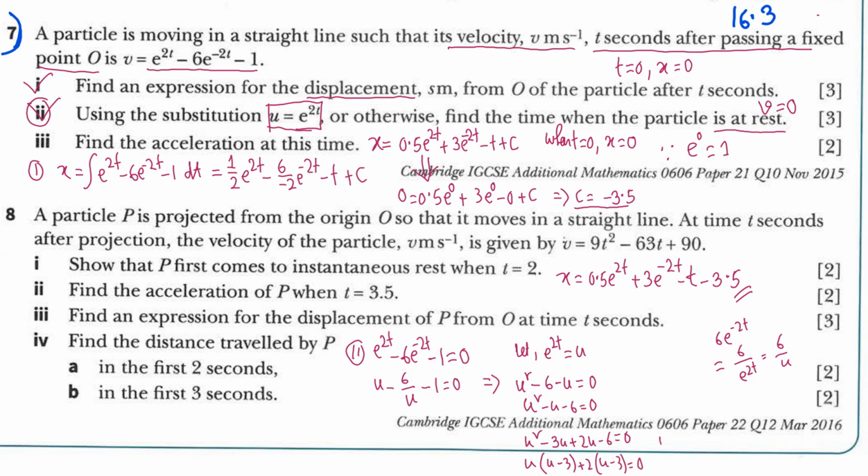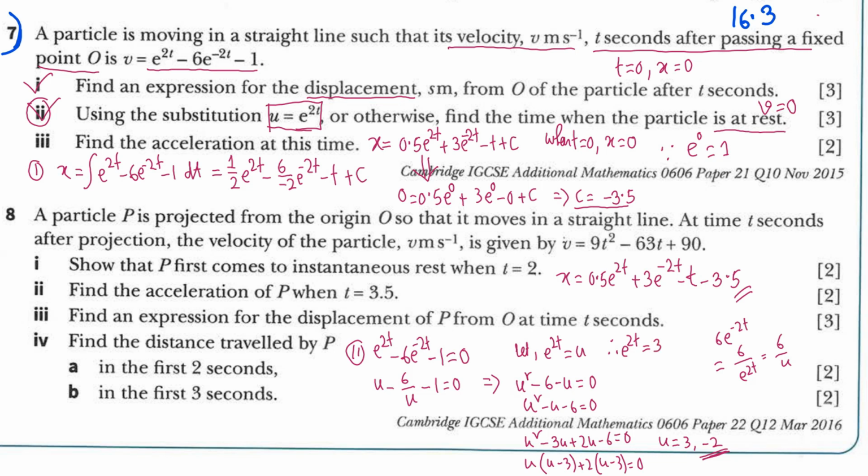So two values of u are there, one is 3, another one is minus 2, but we would not consider minus 2 as a value of this expression, because we know the exponential curve is above the x-axis, meaning all values are positive, there is no negative value. So we should consider e to the power 2t equals 3.